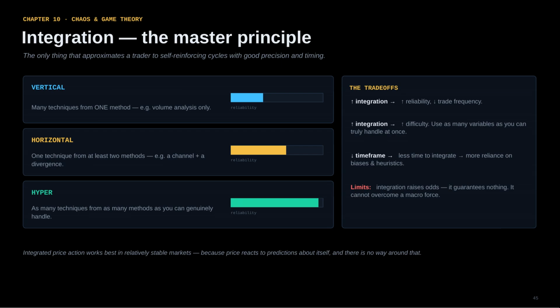It also means more difficulty, and the lower your time frame, the faster you must integrate, with time pressure pushing you toward biases and heuristics. And the ceiling. Integration raises odds. It guarantees nothing. A hyper-integrated trade cannot overcome players acting on a strong macroeconomic force. That's why integrated price action works best in relatively stable markets.